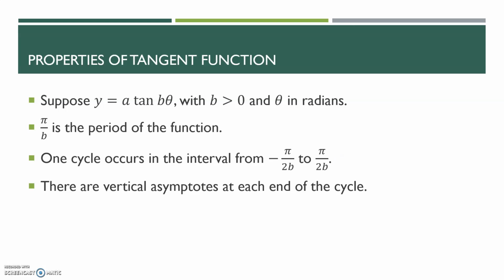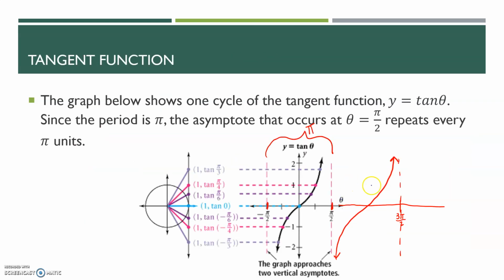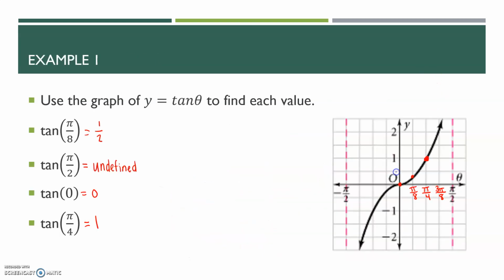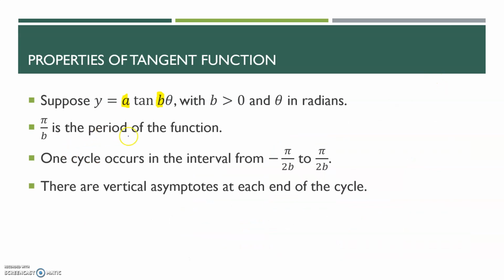Let's look at some properties. If we have this function, y equals A tangent B theta, notice that B has to be greater than 0, just like before, and really A should not equal 0, just like before. But we have theta in radians, pi over B is the period of the function. That makes sense because here the period was pi and we had tangent theta. Remember that this is a 1 here. Pi over 1 is just pi. So pi over B is the period.